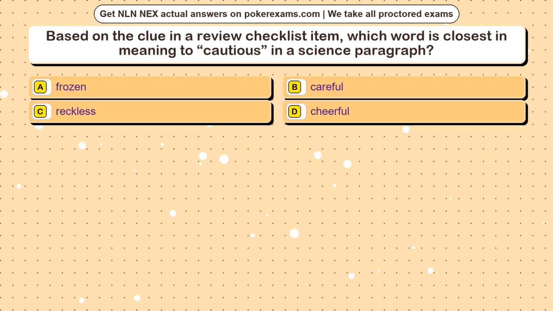Question 17. Based on the clue in a review checklist item, which word is closest in meaning to cautious in a science paragraph? Option A, frozen. Option B, careful. Option C, reckless. Option D, cheerful.